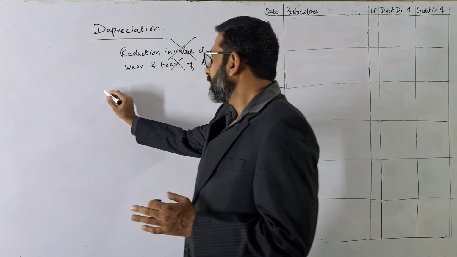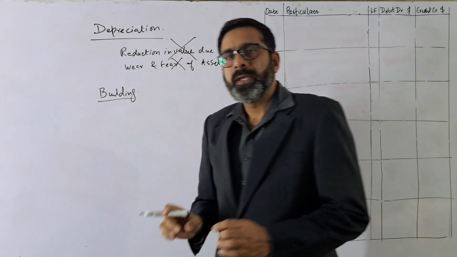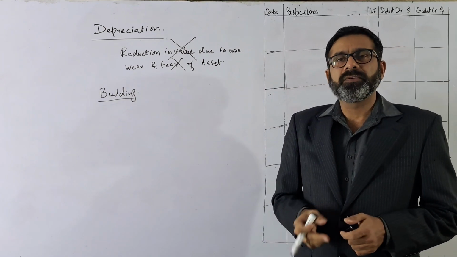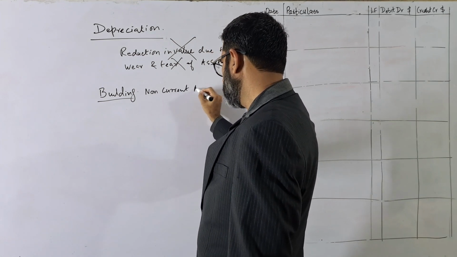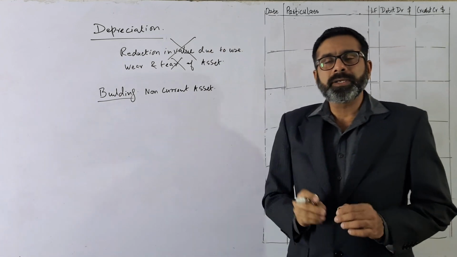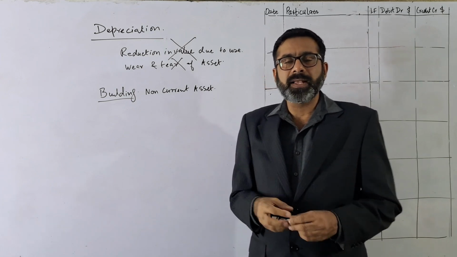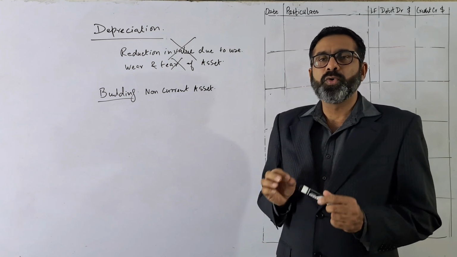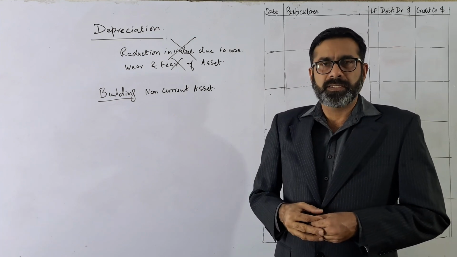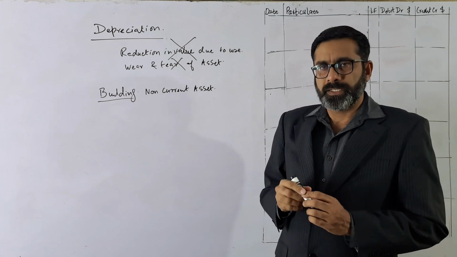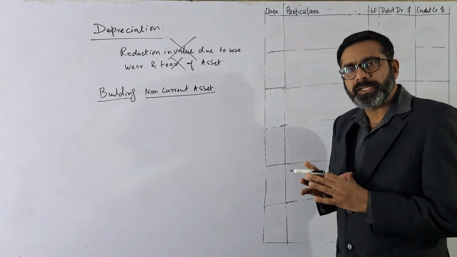Now let's say the company needs a building. The building is a fixed asset, what we call a non-current asset or fixed asset. What is a non-current asset? Any asset that is used by the business, has some economic value, and whose life is more than 1 year is a non-current asset. One example is a building. So depreciation is for the non-current asset. First of all, we should understand that depreciation is only for the non-current asset.